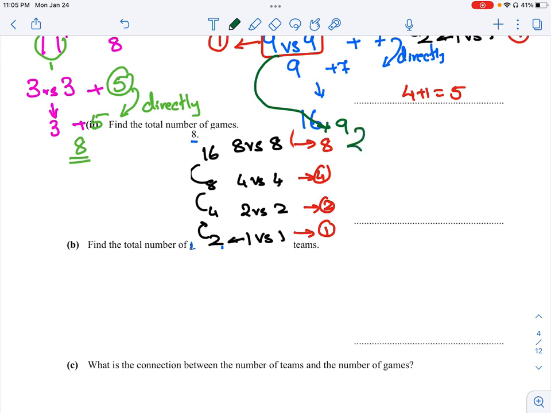So 9 plus 8 is 17, 17 plus 4 is 21, 21 plus 2 is 23, 23 plus 1 is 24. So how many games are being played? 24 games are being played.